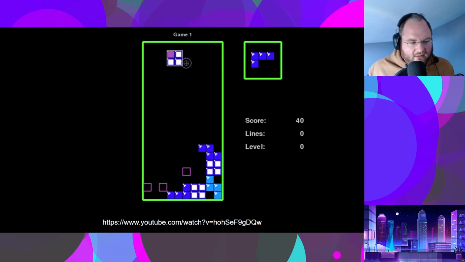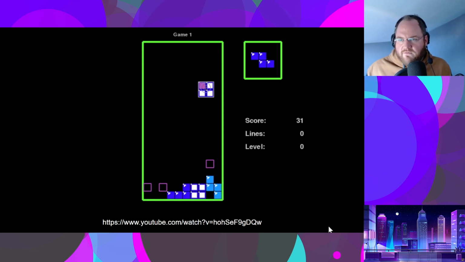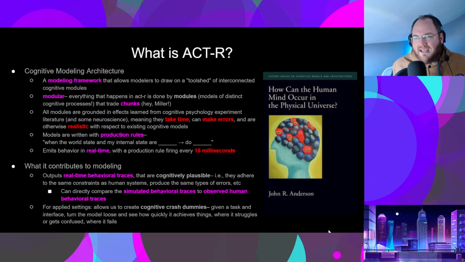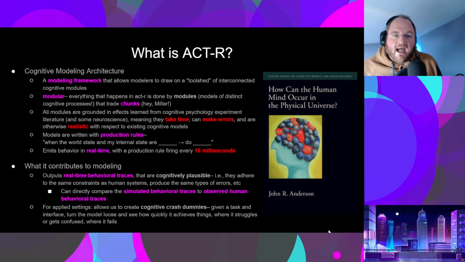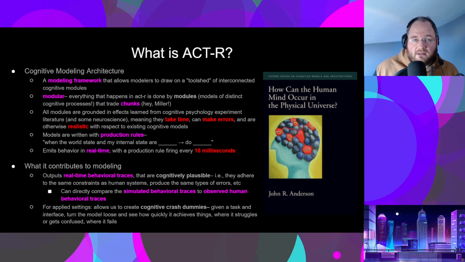So let's get to an overview of it. What is ACT-R? It is a cognitive modeling architecture developed by John Anderson in the 90s because he was interested in figuring out how children do algebra in their heads. Like, how are they doing algebra?